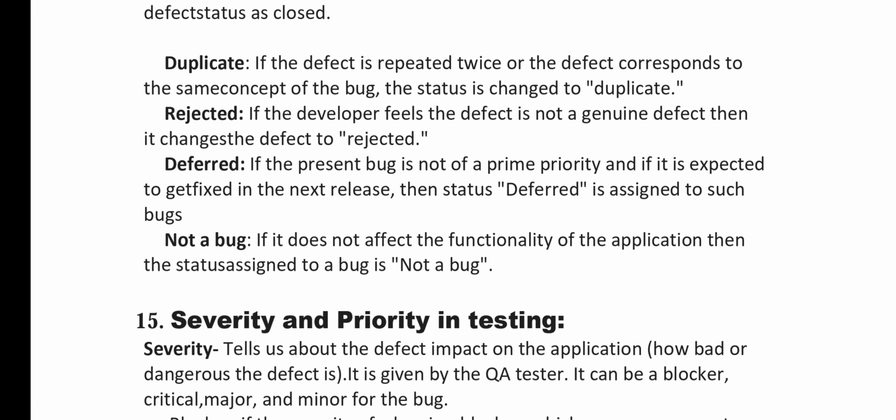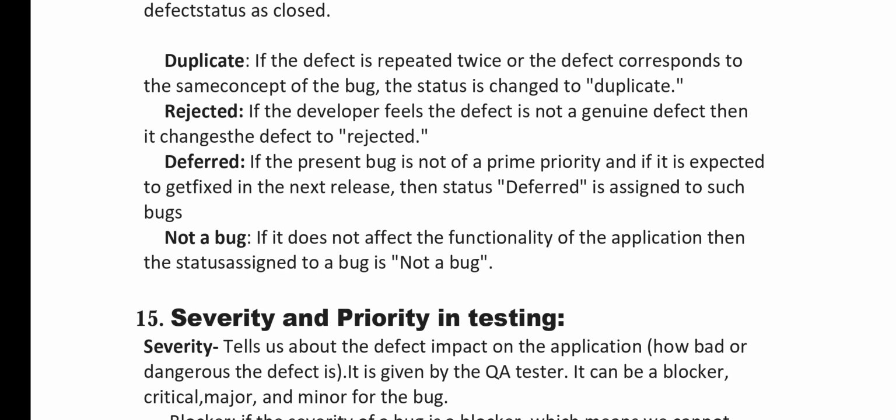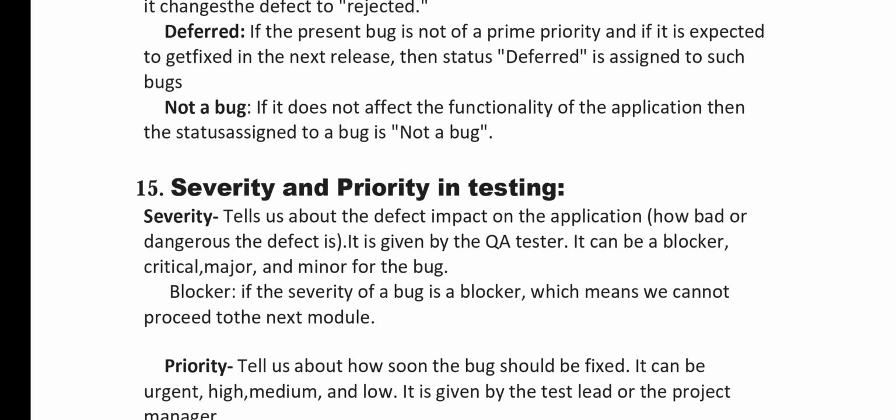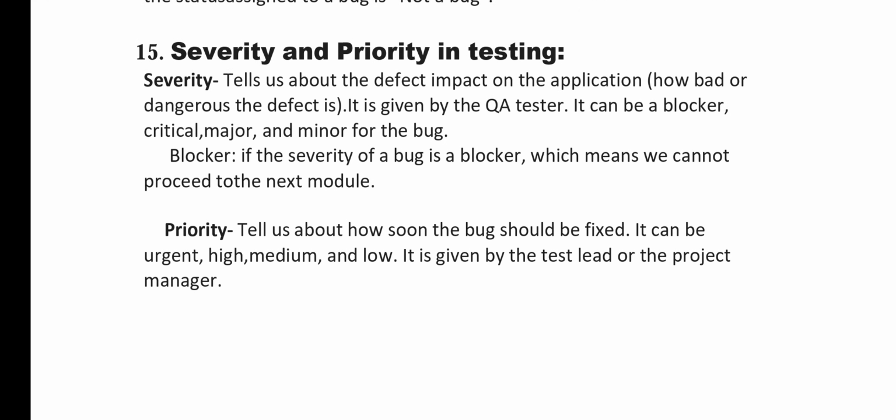Okay, in case the bug is a duplicate, we will go ahead and assign the bug the duplicate status, and if the bug is rejected, we'll mark the status as rejected. And if the bug is not a top priority, and it can be fixed in the next release, we can mark the bug as deferred status, and then finally not a bug status. Okay, if it's the actual functionality of the application, then we mark that as not a bug.